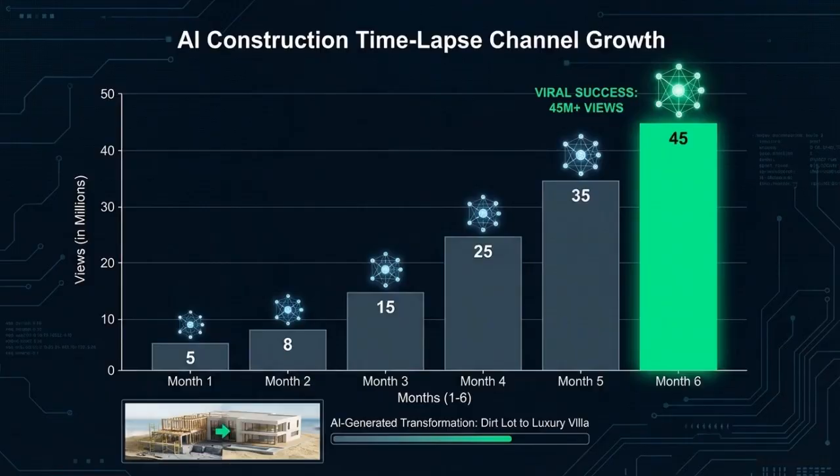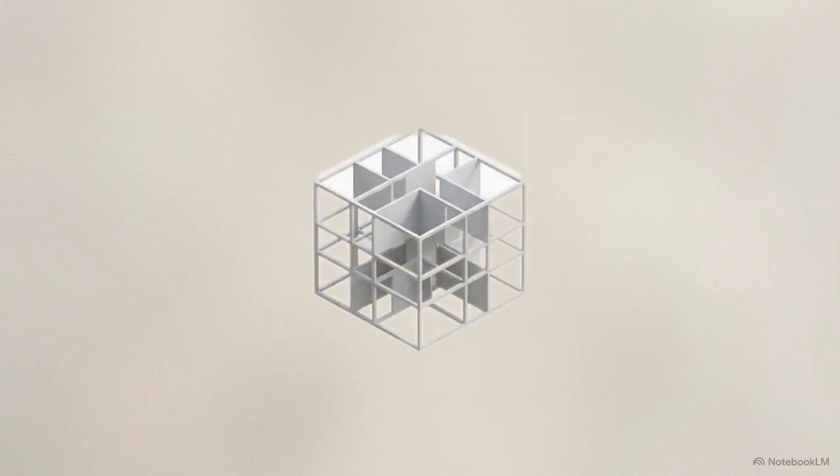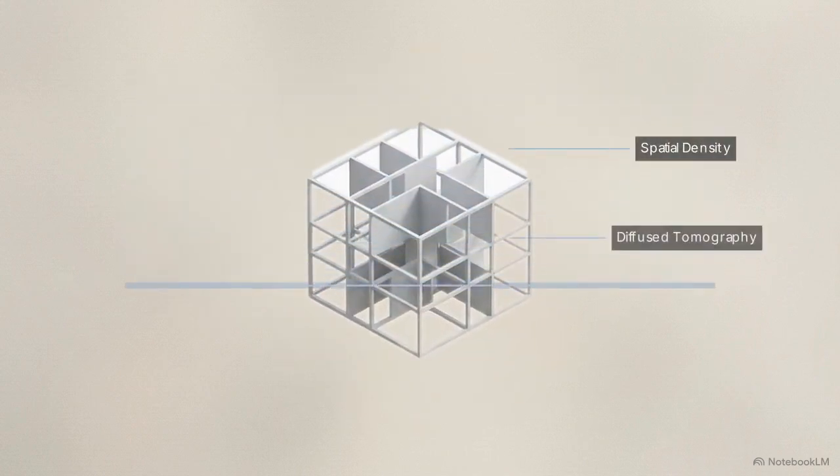New channels on YouTube and TikTok are pulling in millions of views and significant revenue by posting these automated sequences. This workflow allows you to convert a text prompt into a high-density, satisfying visual asset in minutes rather than weeks.